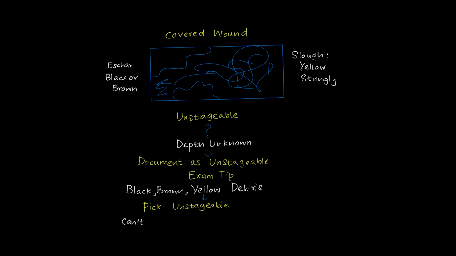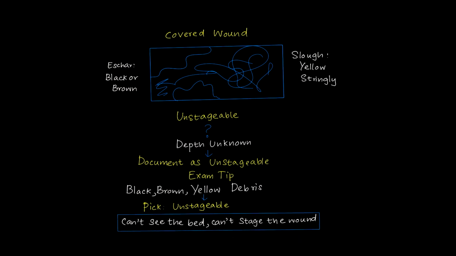Here's an exam tip for you. When the stem mentions black or brown tissue plus yellow stringy debris, the answer is unstageable. Quick recall hook. Can't see the bed, can't stage the wound.